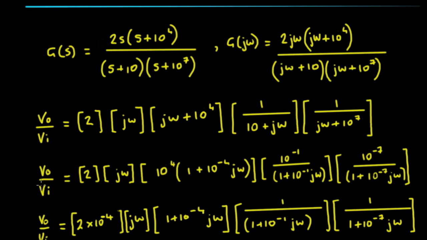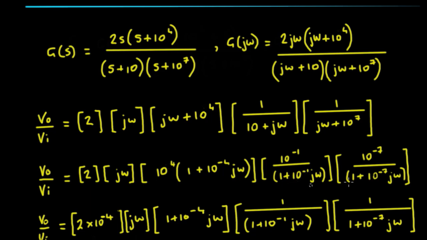So we can rewrite that as 2 and the j omega. We can take out our factor of 10 to the 4 there, and that will leave us 1 plus 10 to the minus 4 j omega, and it's going to take a value of 10 to the minus 1 upon 1 plus 10 to the minus 4 times 10 to the minus 7, 1 plus 10 to the minus 7, so that's actually just 10 to the minus 1 there.